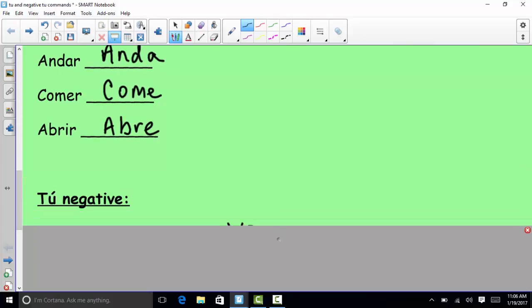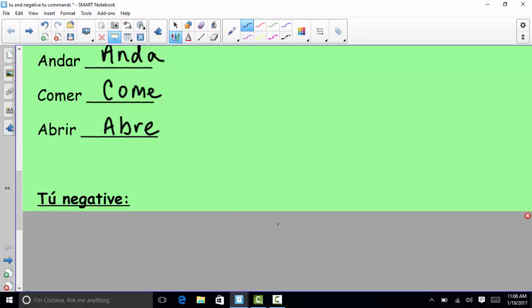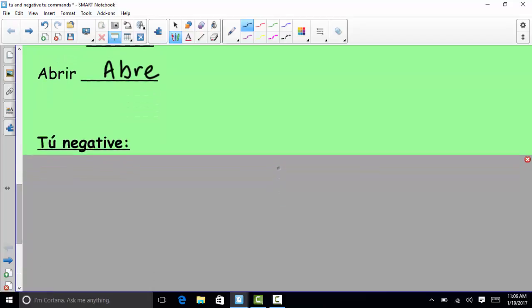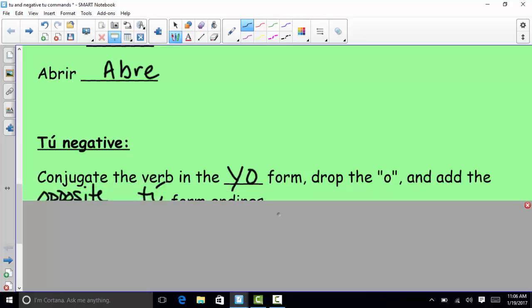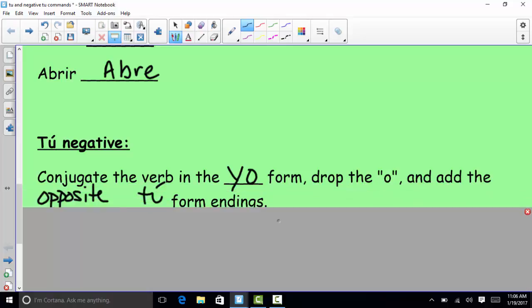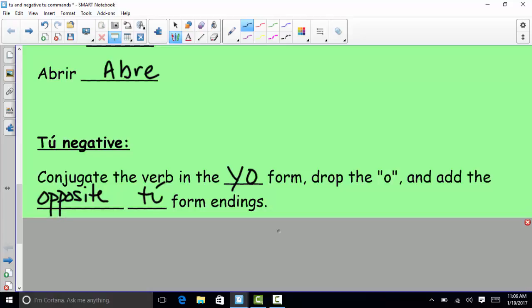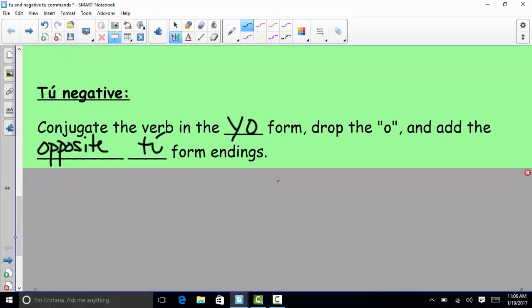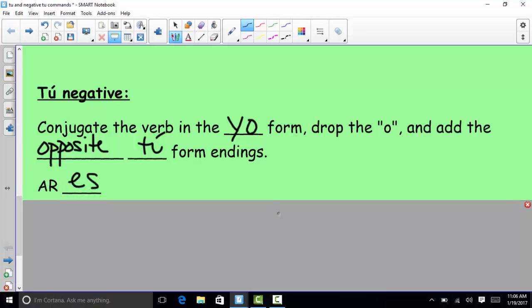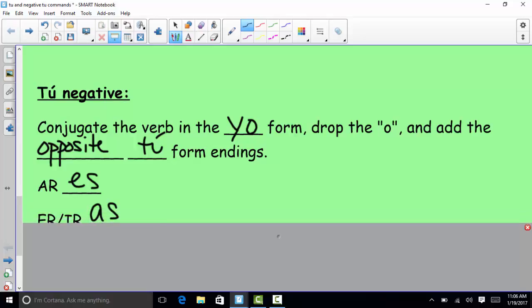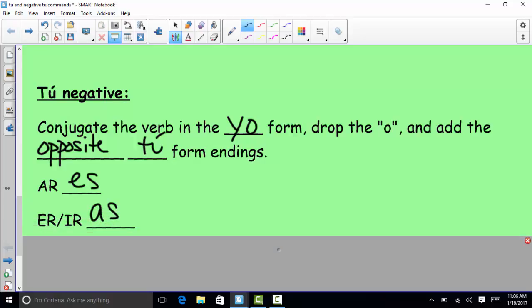The negative tú commands are going to be a little bit different, and they kind of remind me of the subjunctive. So when you want to do a negative tú command, you're going to start with the yo form, drop the o, and add opposite tú form endings. Okay, so that's what we do with the subjunctive. You're just not always in the tú form. But since we're doing tú negative commands, you'll be in the tú form. So for example, AR verbs would end in ES, and then ER and IR verbs would end in AS.